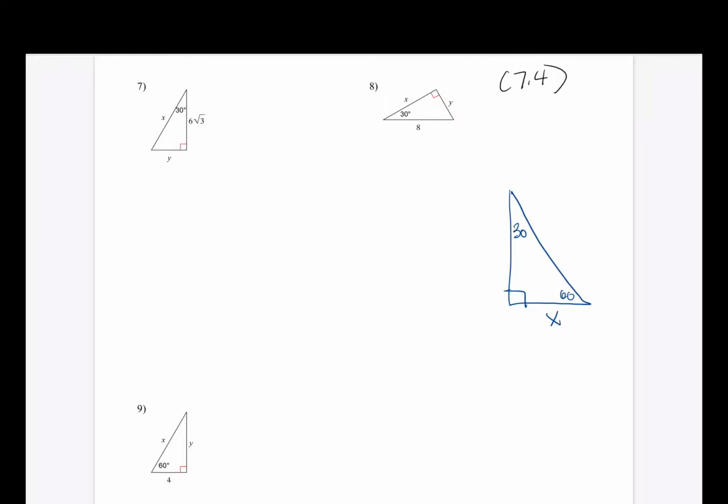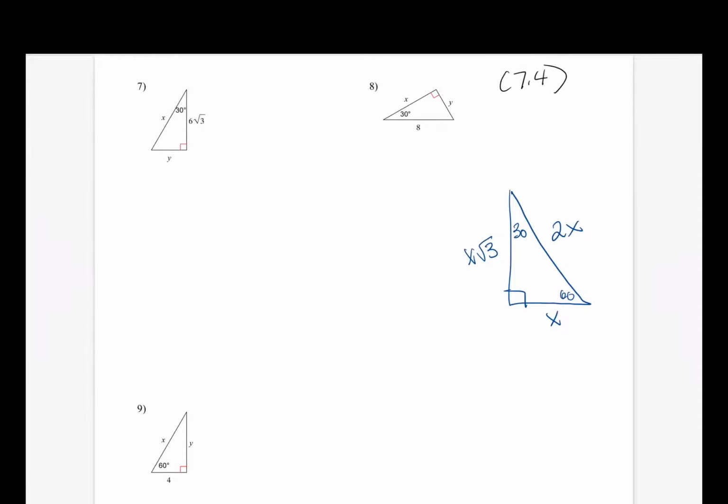And everything else is based off of that. The longer leg is just the shorter leg times root 3. The hypotenuse is the shorter leg times 2. So you have 3 different options. You could either be given the short leg, the long leg, or the hypotenuse.